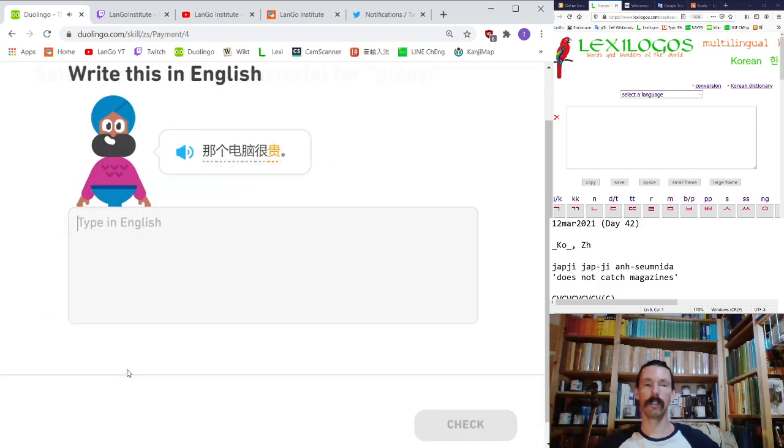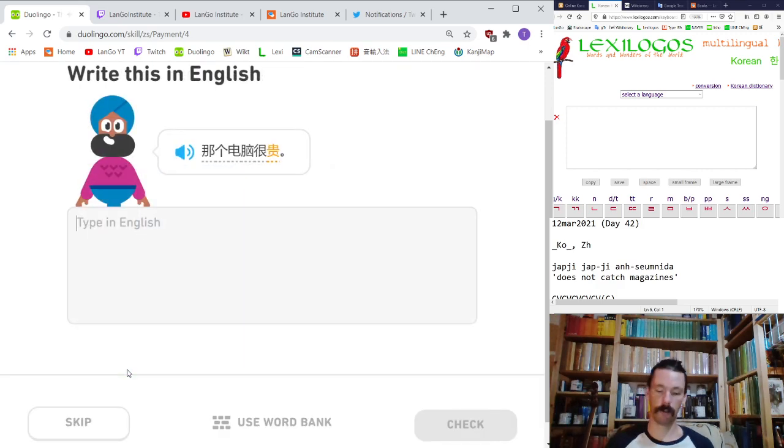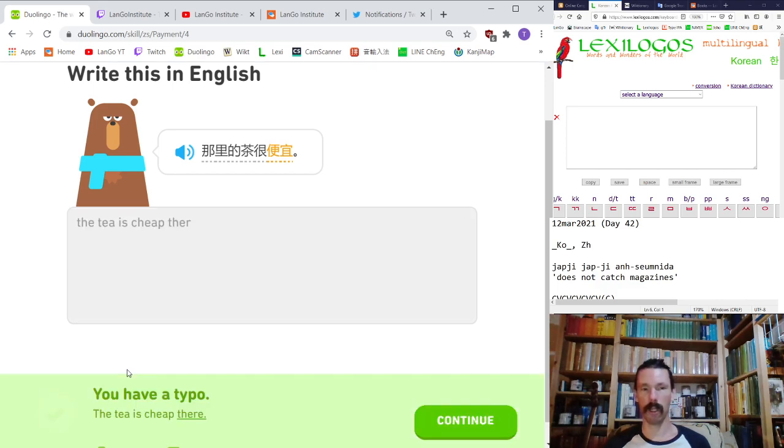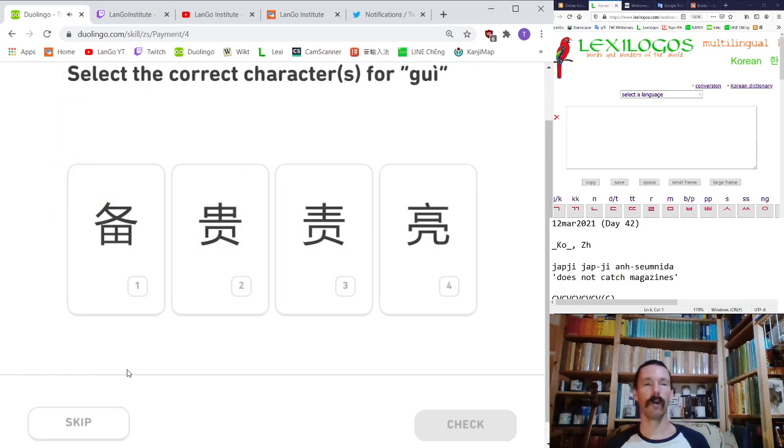那个电脑很贵。That computer is expensive. 那里的茶很便宜。The tea is cheap there.